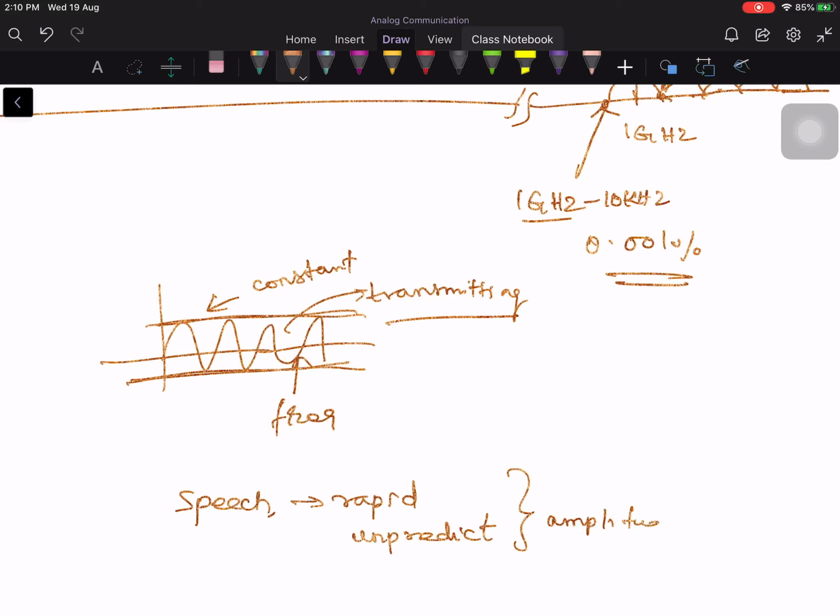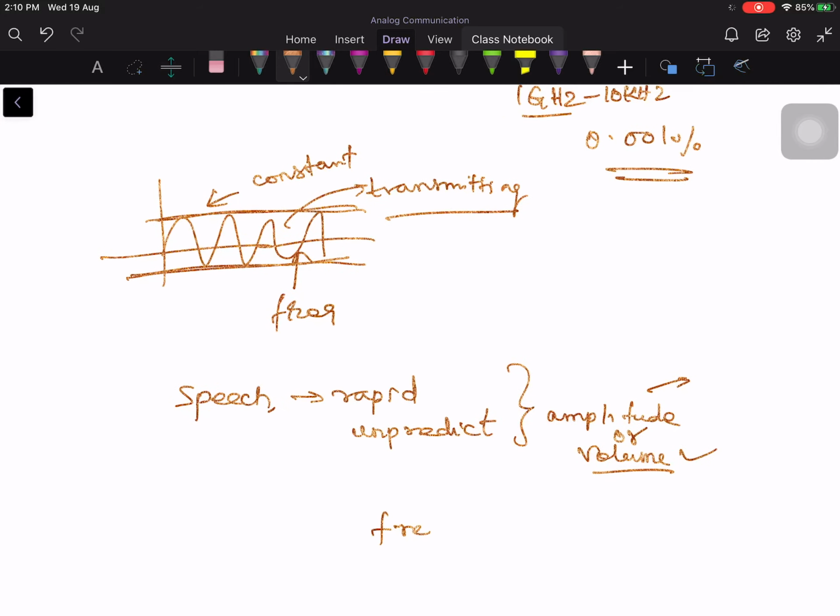When I say amplitude, it is a technical term in electrical engineering. The layman language is volume. So if you go and say amplitude, he may not understand. If you say increase the volume or decrease the volume, then he will understand. So amplitude or volume. And frequency also rapid, because frequency continuously changes if you take a voice. Also unpredictable. The frequency is also called pitch, and sometimes people say resonances.